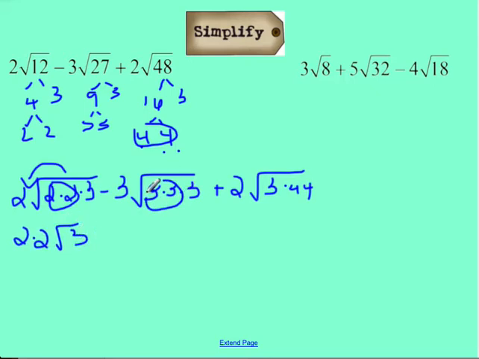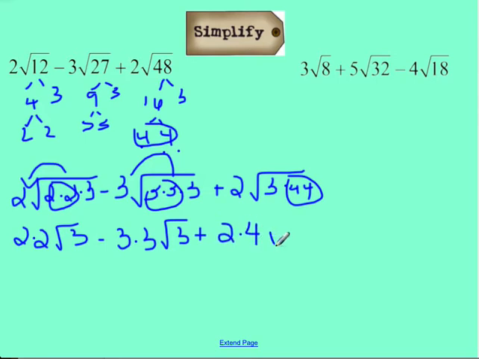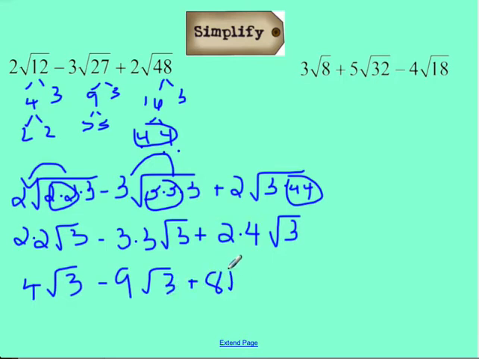For the second one, I can take out a pair of 3's, and then I'm going to have 3 times 3, and left underneath the radical is 3. In this last one, I have a pair of 4's, so then I'm going to multiply it by that coefficient, so I have 2 times 4, and left underneath the radical is 3. So now we just need to multiply these out, so I get 4 square root of 3 minus 9 square root of 3 plus 8 square root of 3.